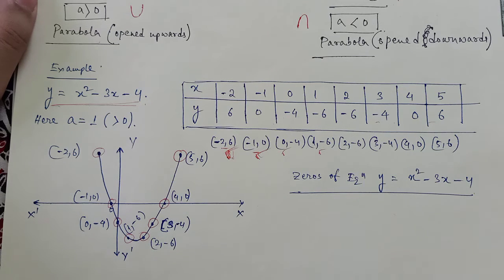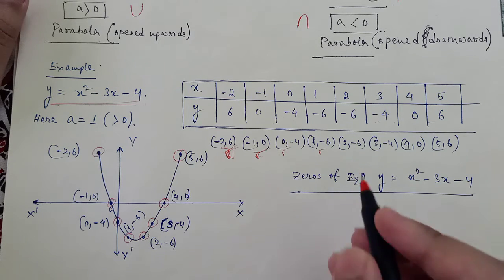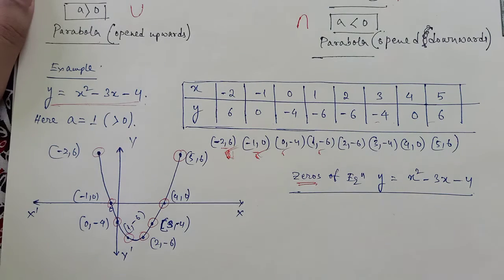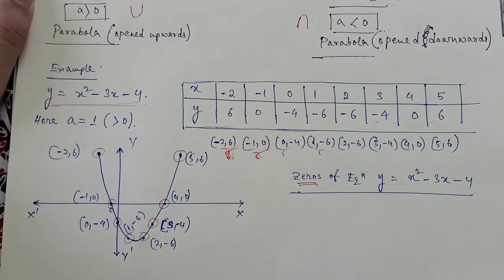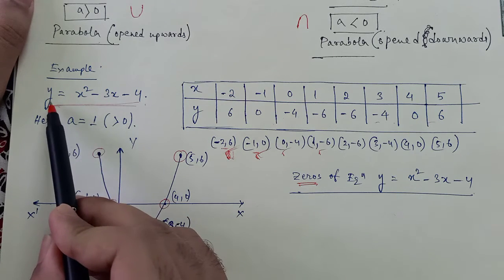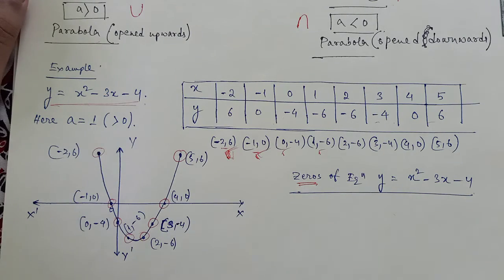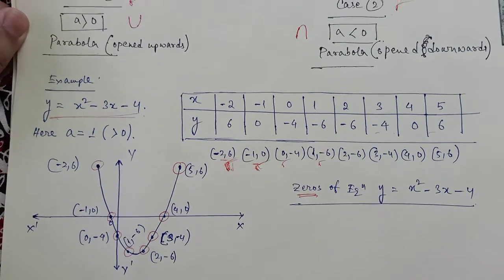Now, in the case of a quadratic polynomial, we know something, that is, zeros. What are zeros? Zeros of a polynomial means a value of x such that the value of y becomes 0, right? So we have learnt it in this way.